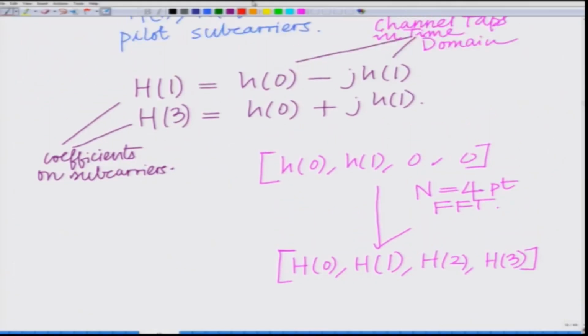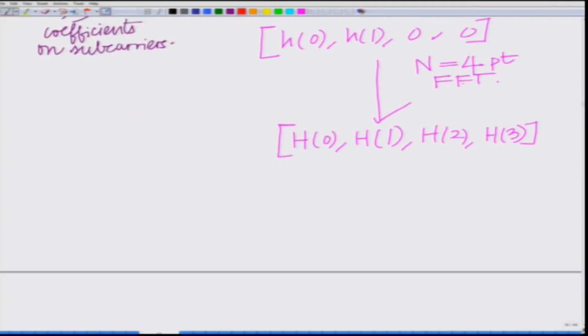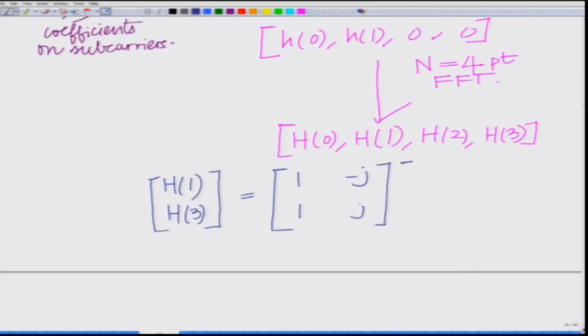So, now if you look at this, capital H1, the channel coefficient across subcarrier 1, equals H0 minus jH1, and capital H3, the coefficient across subcarrier 3, equals H0 plus jH1. Now, I can write this in matrix form, and interestingly that becomes H1, H3 equals the matrix 1 minus j, 1 j, times the channel tap vector H0, H1.